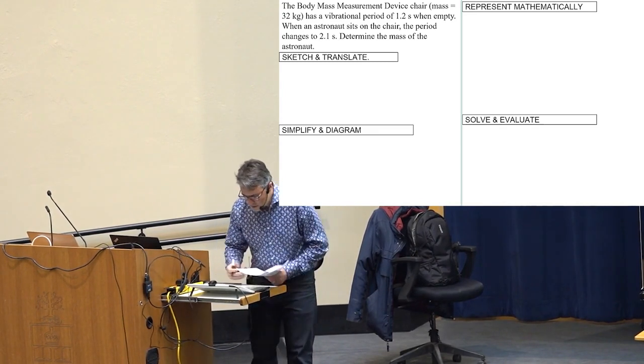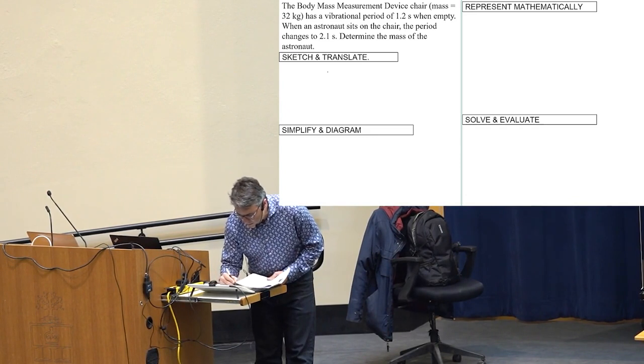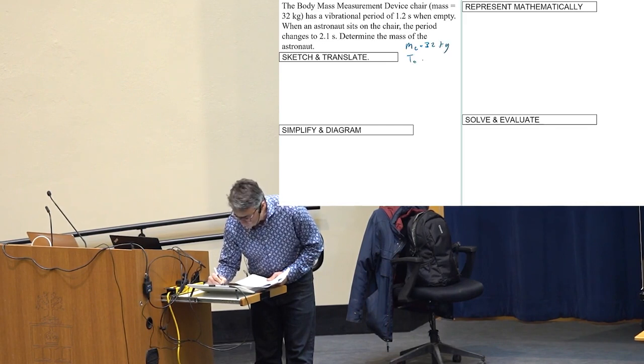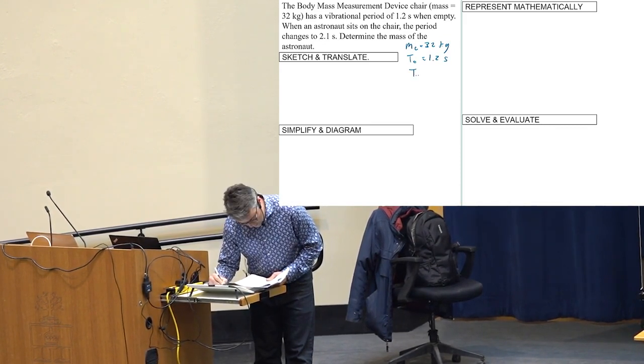All right, so if I want to do this, here's this body mass measurement device chair. The mass of the chair is 32 kilograms. It has a vibrational period of 1.2 seconds. And when the chair and the astronaut are together, there is a new period of 2.1 seconds. And the question is, what's the mass of the astronaut?